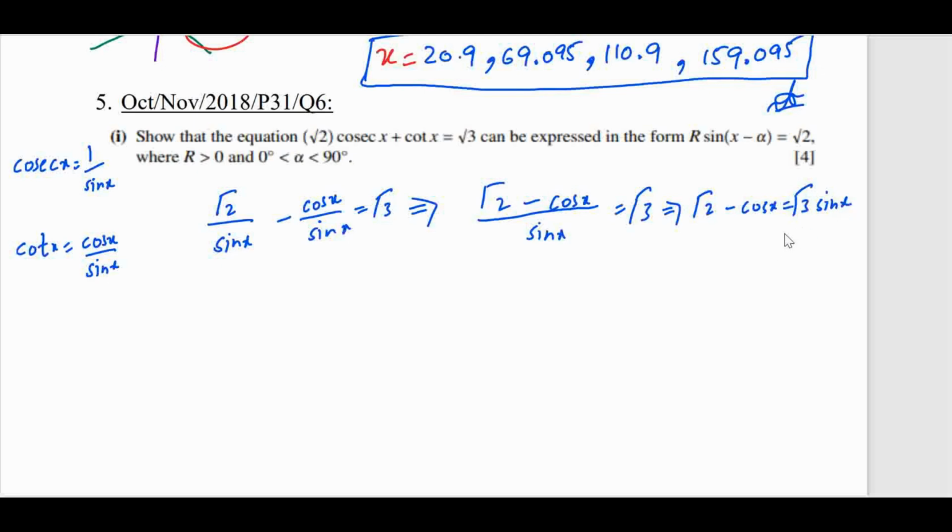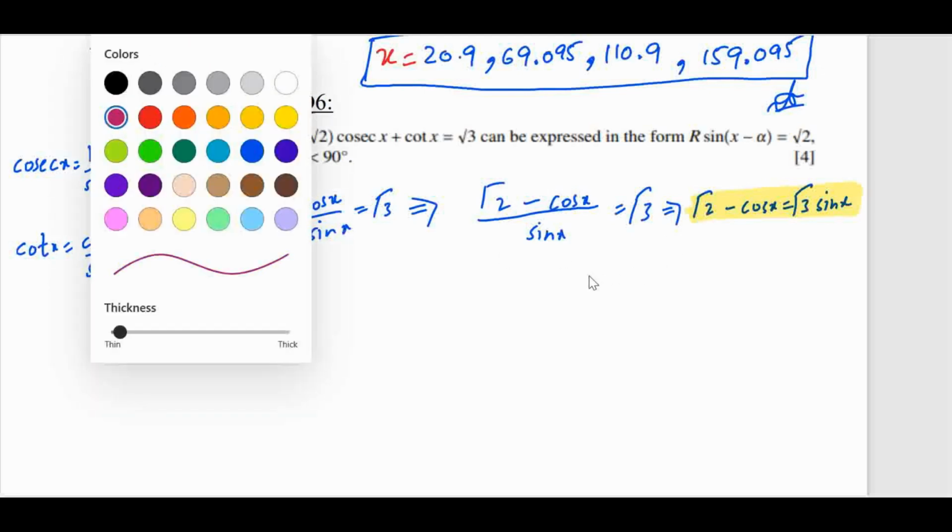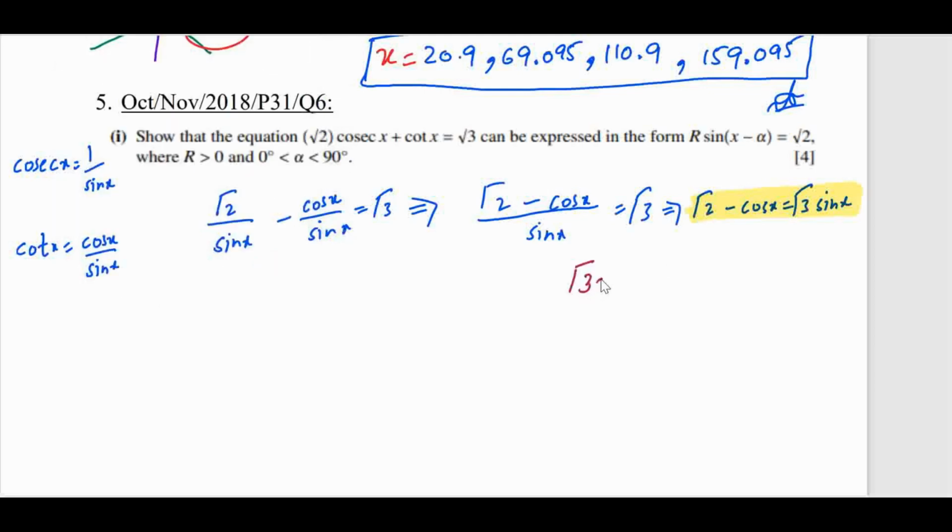Now from here what we can do, let me highlight this form, and if we rearrange it further, this will be equal to square root of 3 sine of x plus cos of x, sorry, this one will be plus, and then finally this one will be negative, minus cos of x is equal to square root of 2. Now this is the first form.